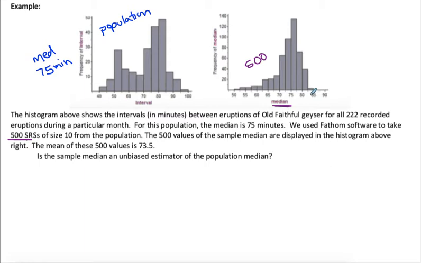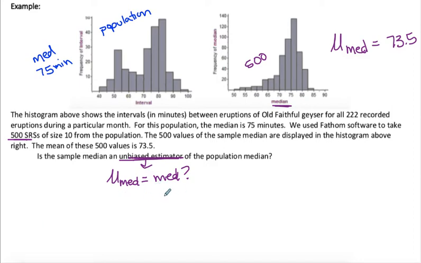And so when we look at this one, it says we have 500 values of the sample median that are displayed in this histogram here. The average of these 500 values, so the average of all the medians, is equal to 73.5. So the question is, is the sample median an unbiased estimator of the population median? And so what we would think of is, is the average of all those medians equal to the true median? This is our question. When we think unbiased estimator, we want these two things to be equal.